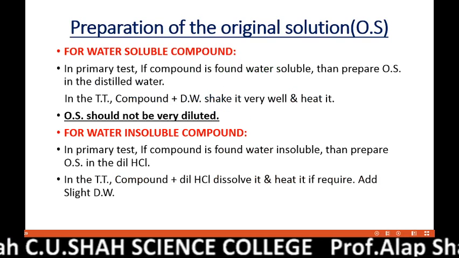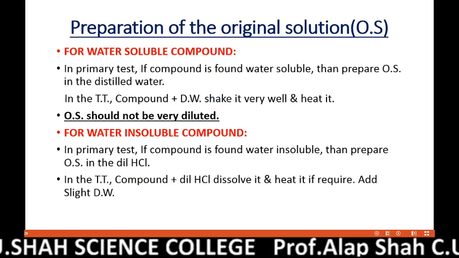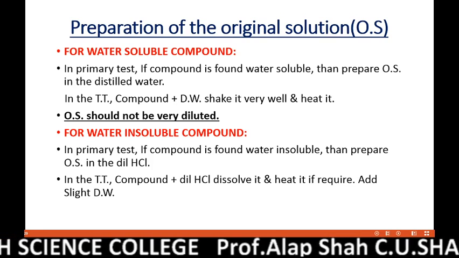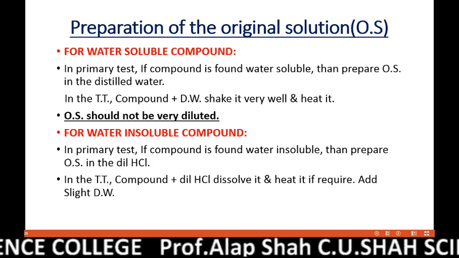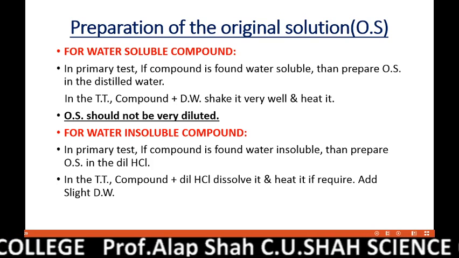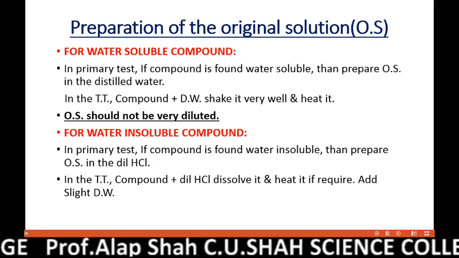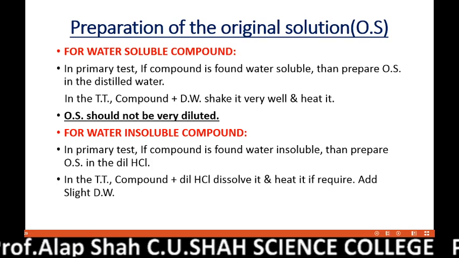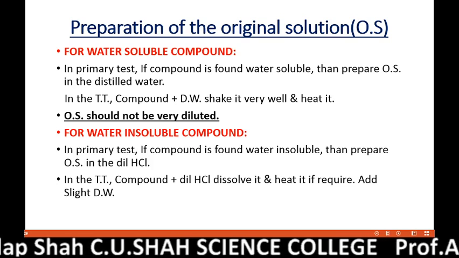So, friends, in the primary test, we are checking solubility in water. Suppose your compound is water soluble, then you should prepare your original solution in distilled water. It is very simple. In a test tube, take the compound, add distilled water, and shake it very well. Since your compound is water soluble, it will dissolve. The solution will be clear. Slightly heat it, so because of the heating it will be condensed and concentrated, and use it as the original solution.